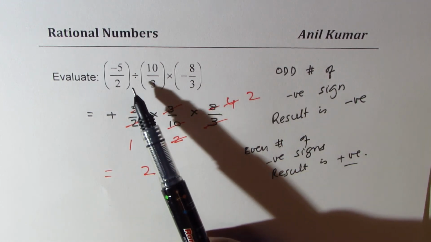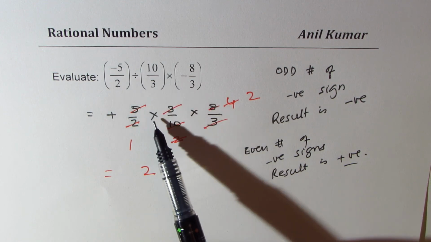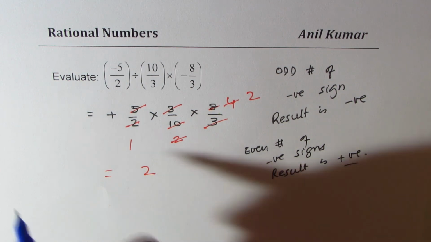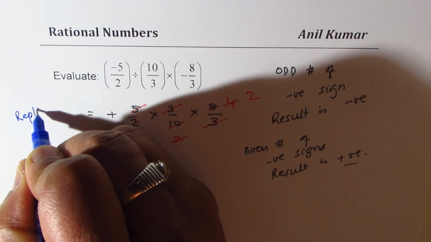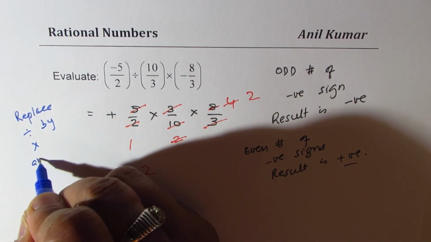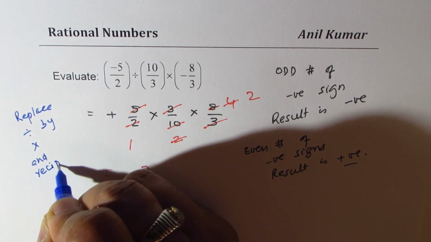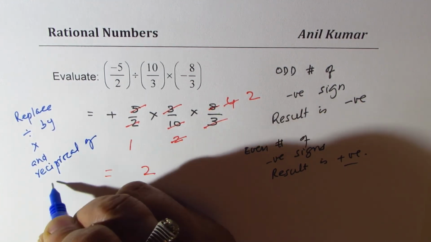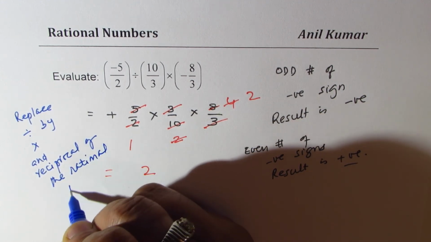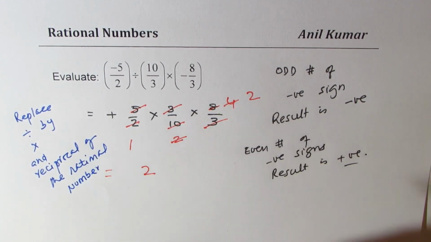Second, division should be changed into multiplication with its reciprocal, correct? So the second thing which you learn is replace division by multiplication and reciprocal of the rational number. So if you follow these two strategies, you should be in a position to solve any rational number operation as we discuss.